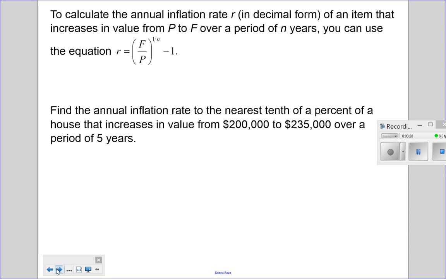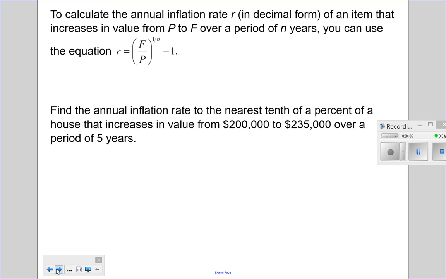Thomas. Find out how the price changes each year. Find out how the price changes each year? Yeah. Well, in our formula here, it says it increases in value from P to F. So we don't actually need to know all those in-between steps. We just want to know what it starts at, what it ends at, and how much time passes. So we could know those individual steps, but I don't think we need to know it for this formula.